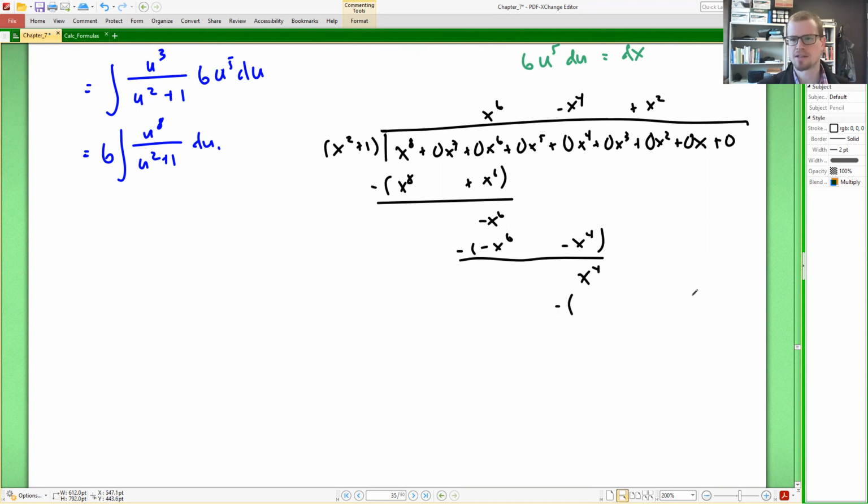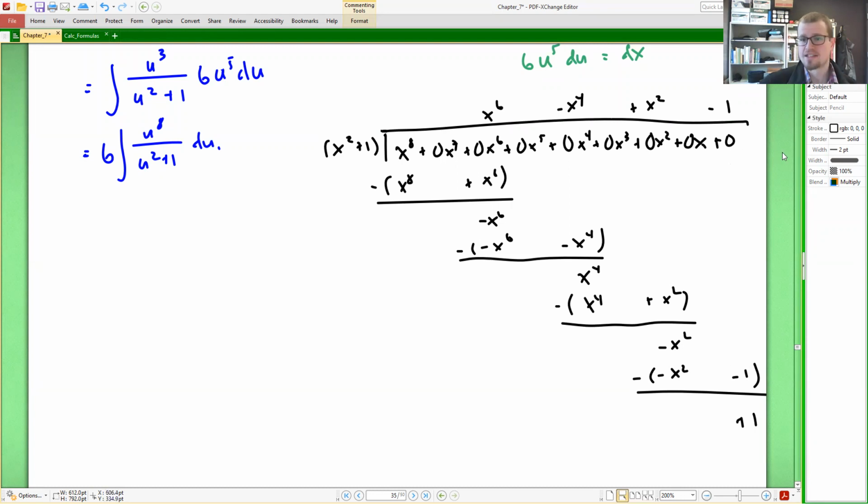So this is going to give me minus some new polynomial. x squared times x squared is x to the 4th. x squared times 1 is x squared. So x to the 4th minus x to the 4th is 0. That goes away. That's what we're looking for. And 0x squared minus 1x squared is a negative x squared. How many times does x squared go into negative x squared? Well, negative 1 time. So negative 1 times x squared is a negative x squared. Negative 1 times 1 is a negative 1. Subtracting this, this minus that goes away. 0 minus negative 1 is a positive 1.